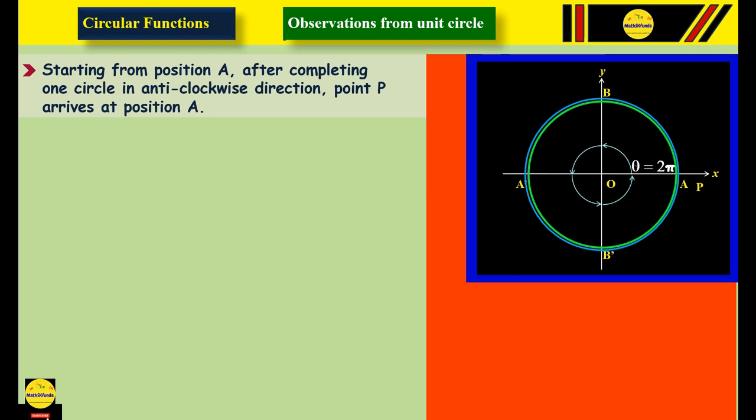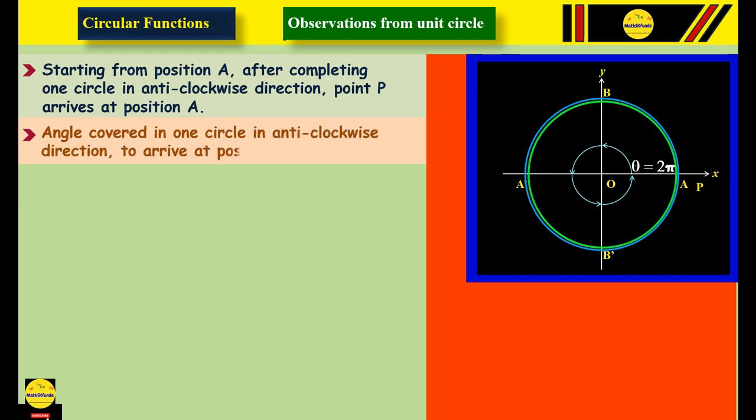Then how much is the angle covered? That moment is equivalent to 4 quadrants, 4 quarter circles, which means 4 into pi by 2. That leads to 2 pi. This is one way of understanding. The other way is that it covers 360 degrees, and 360 degrees means the corresponding angle covered is 2 pi radians. So when point P completes one circle starting from position A in anti-clockwise direction, the angle covered is 2 pi.